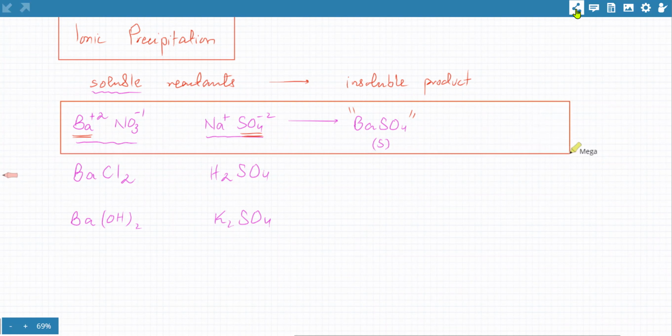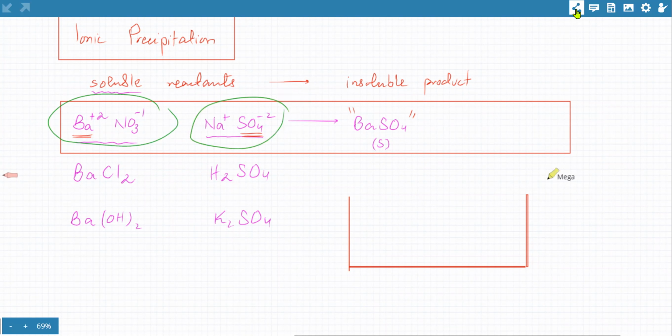and let's see what's going to happen. Let's take a beaker and add the two compounds that we thought of, barium nitrate and sodium sulfate. Now, since they're soluble, they're going to dissociate in water. So barium ions would be roaming around in water because they've dissolved in water. All nitrates are soluble. Similarly, sodium sulfate would also be dissolved in water, and the ions would be just roaming around, right?